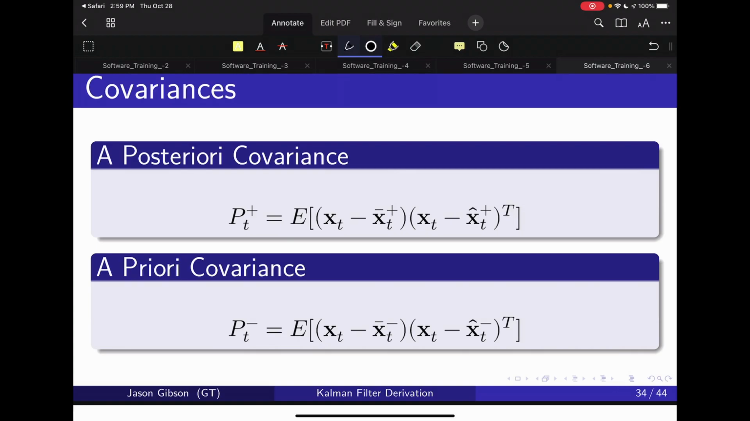So we have the same thing for covariance. So I have my covariance after I included my last sensor reading, which is why I have x hat of t plus. And then I have my a priori covariance, which is before I've included that. So I'm only using the sensor readings to t minus 1. So all I have is y1 to y of t minus 1. Here I have y1 to yt. And this is going to give us explicit equations for our covariance.